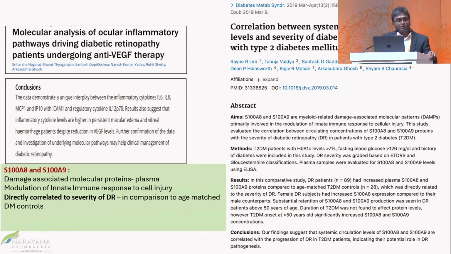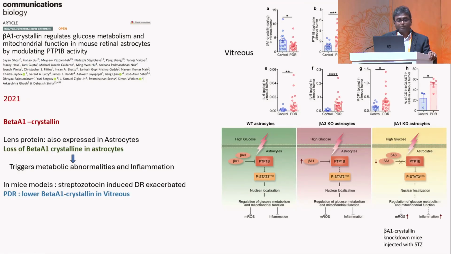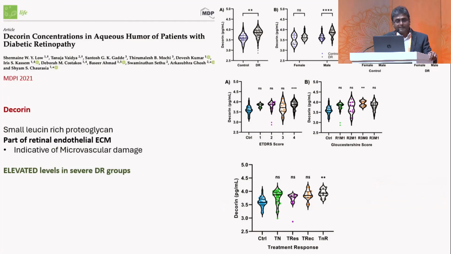These are molecular proteins which are increased in diabetic retinopathy. This is beta A1 crystallin, which is high. This is a protective factor, but when you knock out these factors in mice, you can see an increase in inflammation. So this shows that this is a different pathway that also can be targeted in diabetic retinopathy. Decorin levels, a small leucine-rich proteoglycan, are elevated in severe forms of DR.